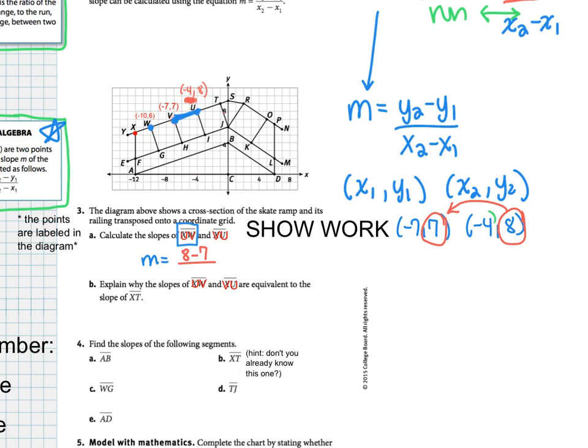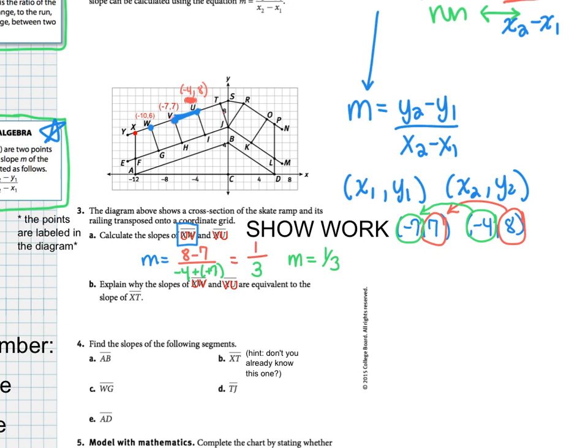Then we're going to switch and identify our x values, and the key is that you have to subtract in the same order. So -4 minus -7. And then we'll simplify. 8 minus 7 is +1. When I do -4 minus -7, that becomes -4 plus 7, which gives us a +3. So our slope is 1/3.